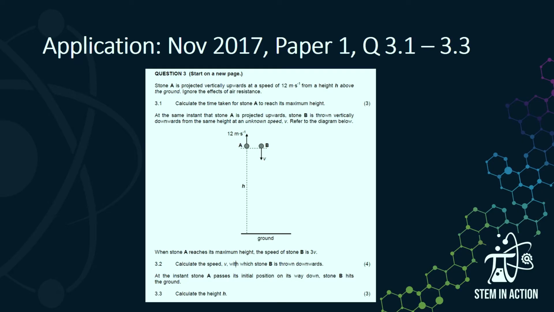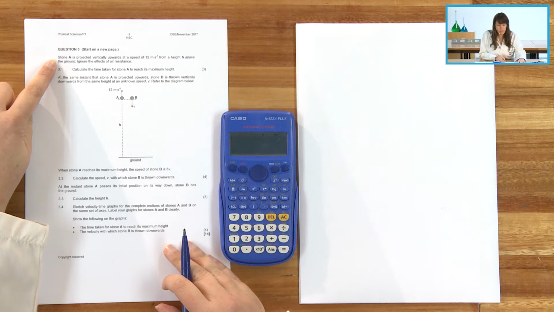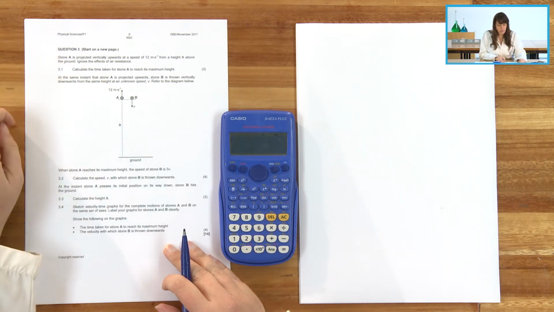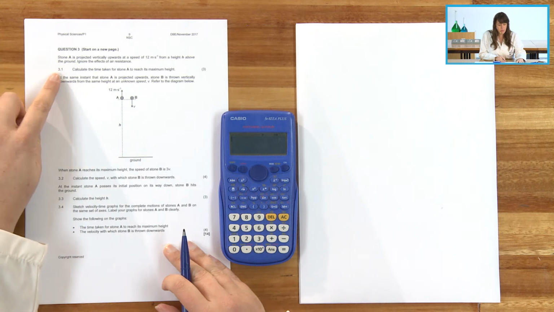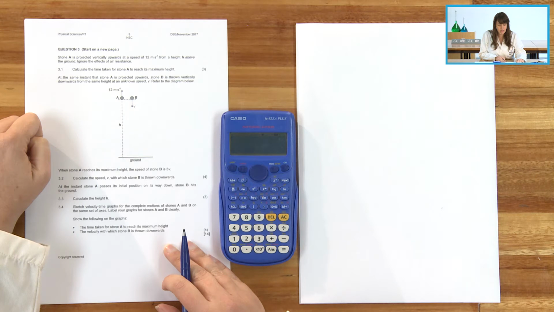Right, so the question says, stone A is projected vertically upwards at a speed of 12 meters per second from a height h above the ground. Ignore the effects of air resistance. 3.1. Calculate the time for stone A to reach its maximum height.